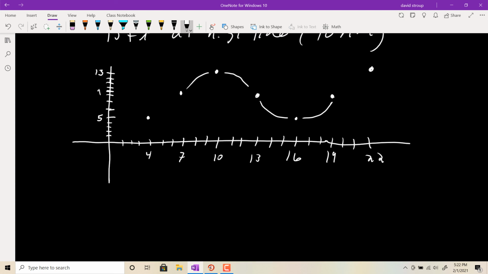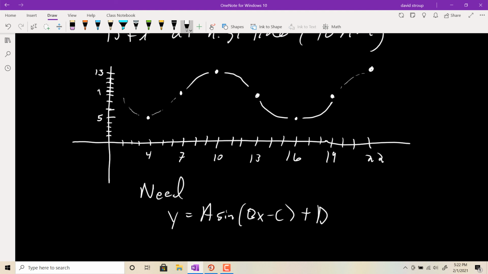Okay, so again, we want a formula. We want to model the action of the tide with a formula in the form of y equals a sine of bx minus c plus your d value, because there's a shift upwards.